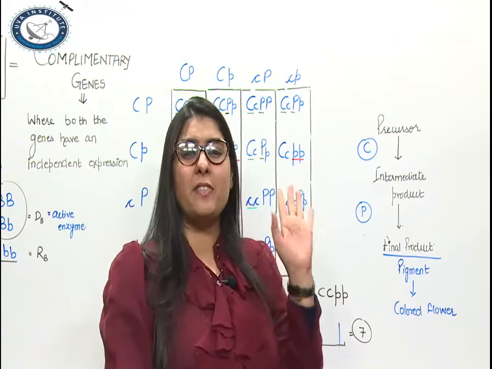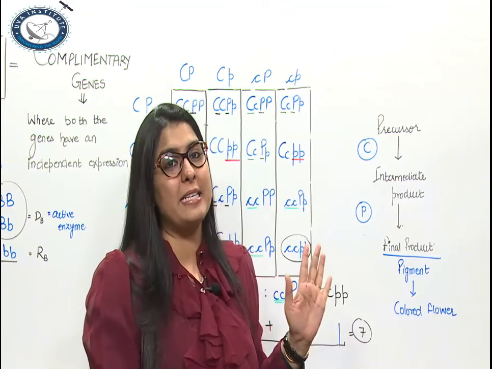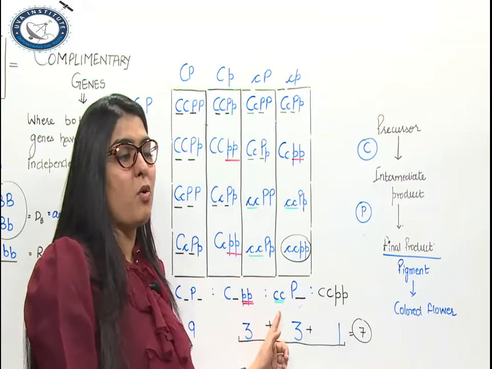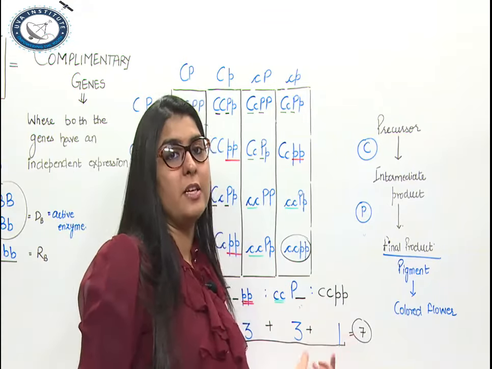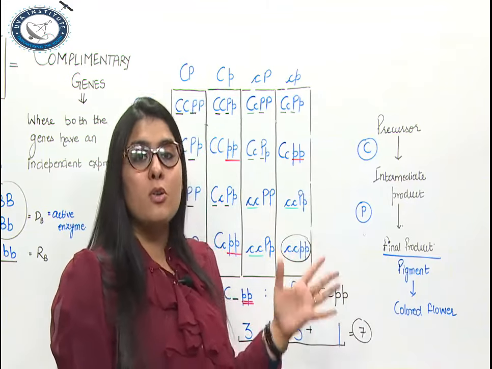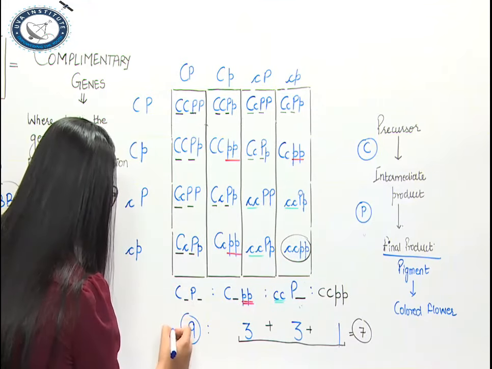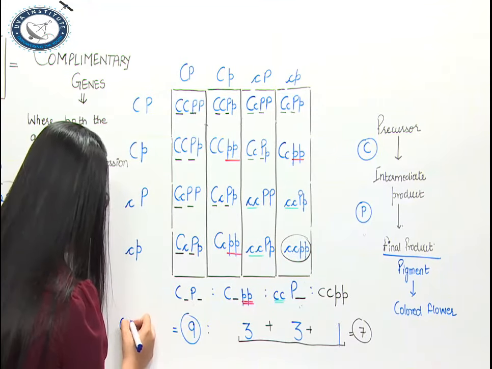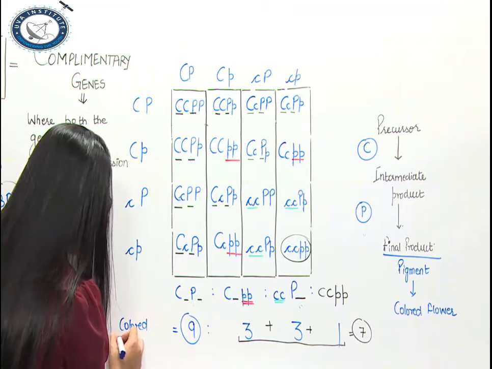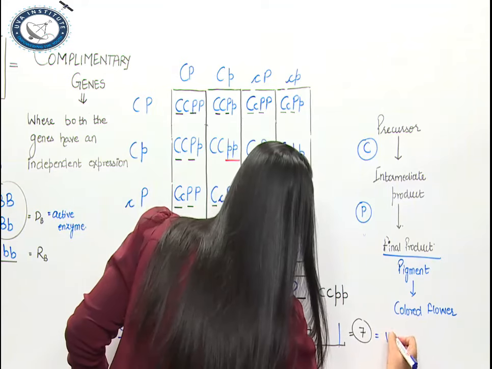But when either of the enzyme is not functional, the flower will not have the pigment, it will be white in color. Whether P gene or the C gene or both are recessive. Totally in 7 out of 16 I will have no pigment, no flower color, they will be white in color. So we say 9 individuals in sweet pea, I have colored flower out of 16 and 7 individuals have white colored flower.